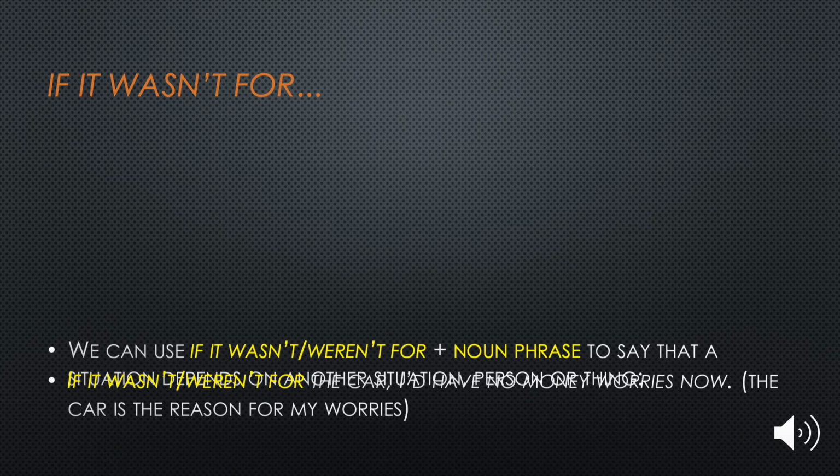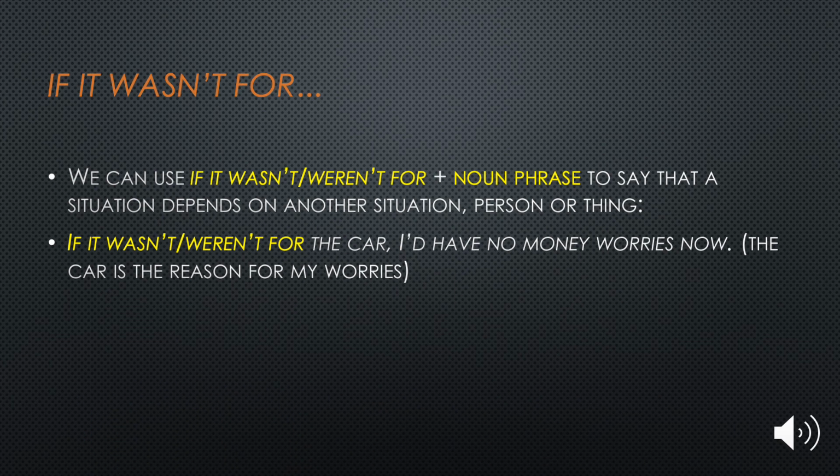This one right here. If you remember it, if it wasn't for, actually we use the same expression in Spanish. And it has some different variations. For example, we can say if it wasn't for or if it weren't for, plus a noun phrase, to say that the situation depends on another situation, person, or thing. For example, if it wasn't or if it weren't for the car, I would have no money worries now. So the car is the reason for my worries.